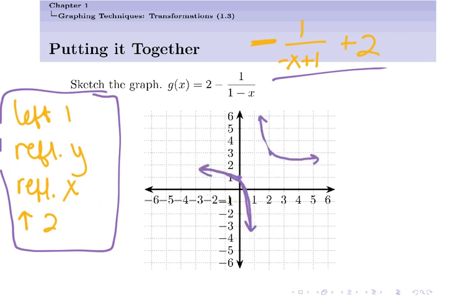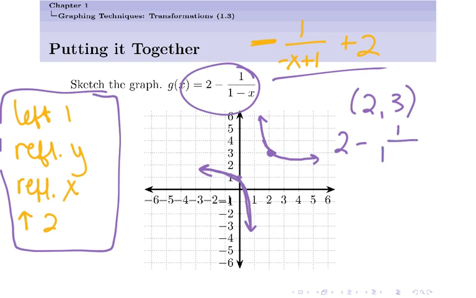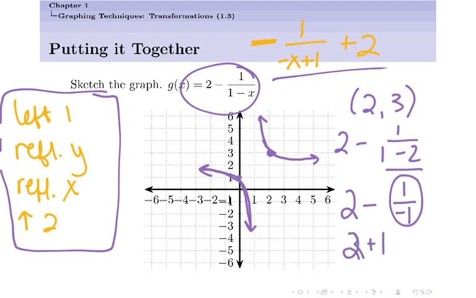Now I need to check to see if my final graph matches this equation. So I'm going to try the ordered pair 2, 3. Yeah, that's an ordered pair on my graph. So whenever I see an x in my original equation, I'm going to substitute in 2. So this becomes negative 1 on the denominator. So this is 2 minus 1 divided by negative 1, so this becomes negative 1. 2 minus a negative 1 is really 2 plus 1, so I get 3 as my output. So that ordered pair does work.